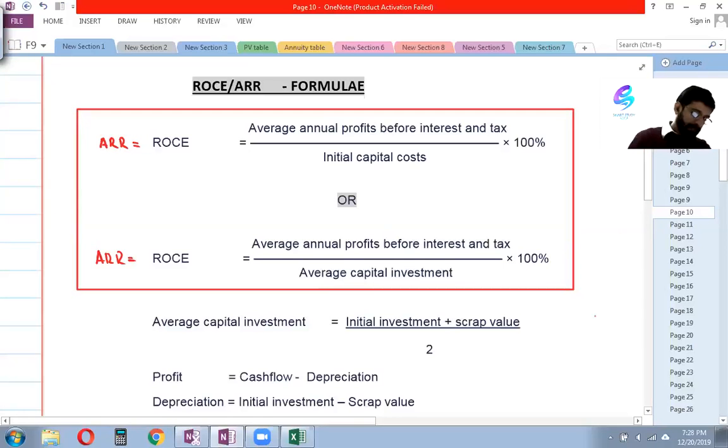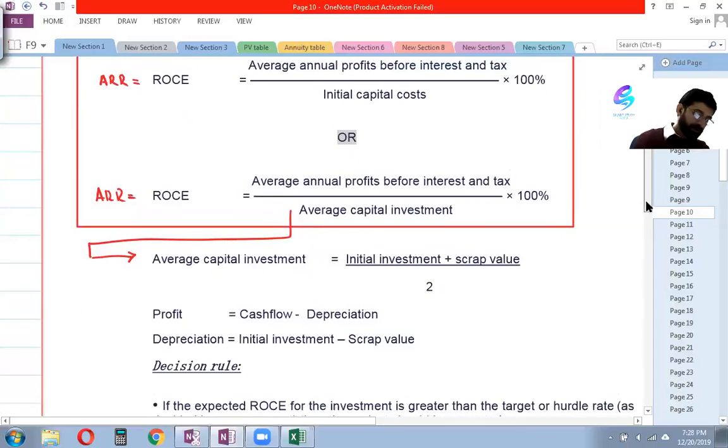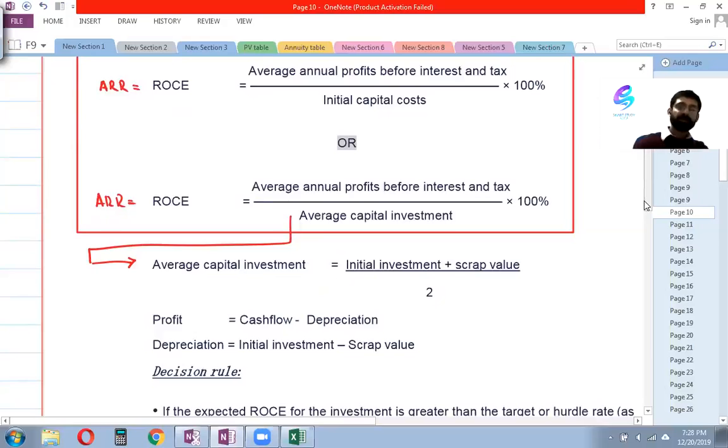Now, if you are not given the average capital investment, then how do you calculate it? Here is the formula for average capital investment, right? The average capital investment will be the initial capital investment. So let's say you're starting a project and you have spent initially 1 million, and at the end of the project, the investment has a scrap value of 100,000. So with 1 million, you have to add 100,000.